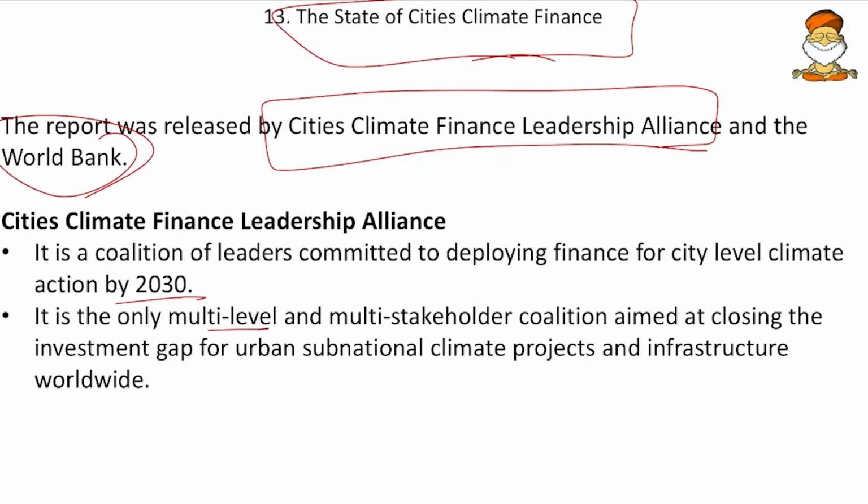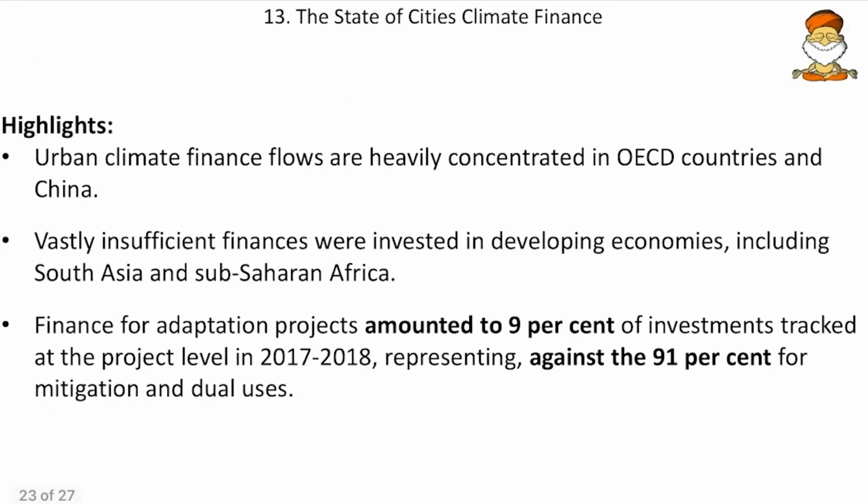And then it is the only multi-level and multi-stakeholder coalition aimed at closing the investment gap for urban subnational climate projects and infrastructure worldwide. So here it is not the national level financing, but the subnational level financing. So that means it can give funds directly to the state governments, not only to the central governments. And it is the only such finance alliance that is currently in place right now.